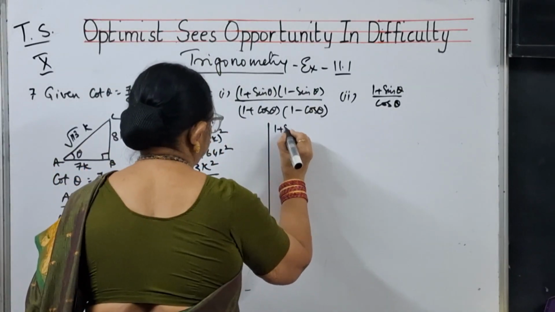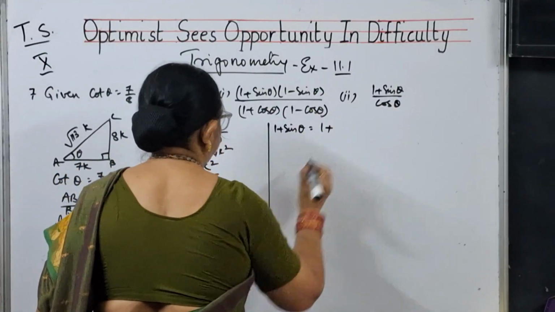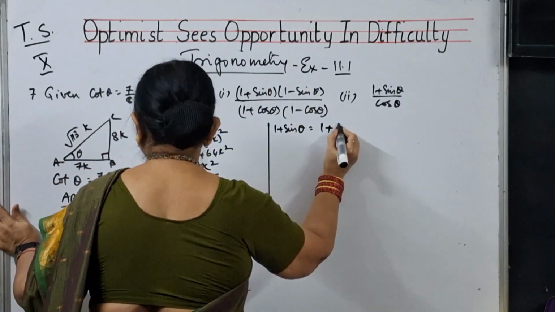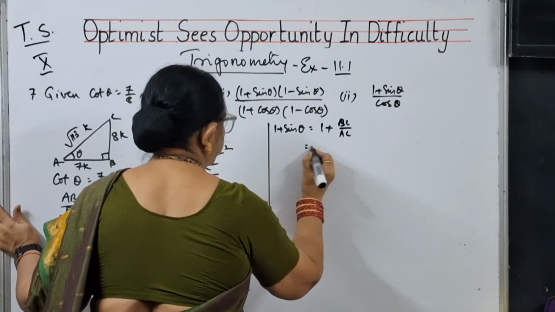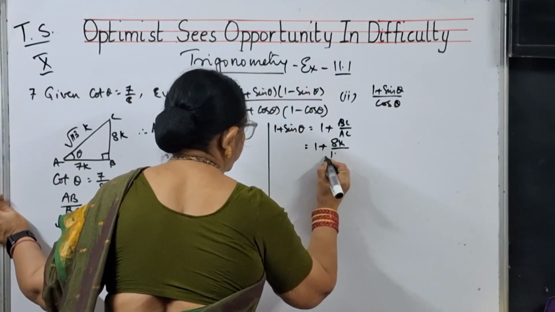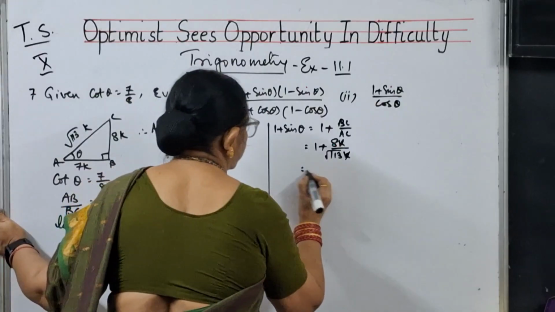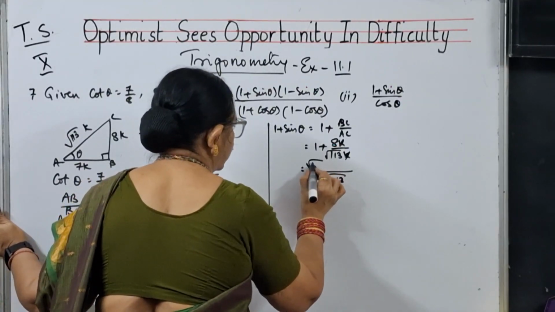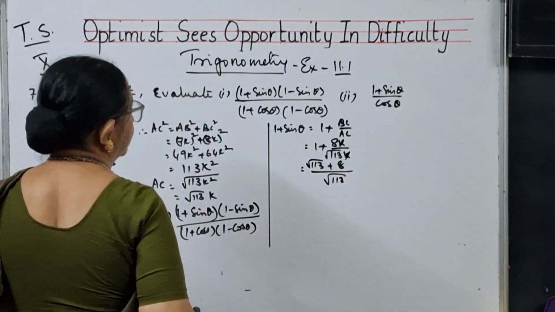What is 1 plus sine theta? 1 plus sine theta is nothing but 1 plus, what is sine theta? Opposite side by hypotenuse, that is BC by AC. That means 1 plus, what is BC? 8k by root 113k. K and K will get cancelled. So you are having root 113 as LCM. So you are getting here root 113 plus 8. This is 1 plus sine theta.